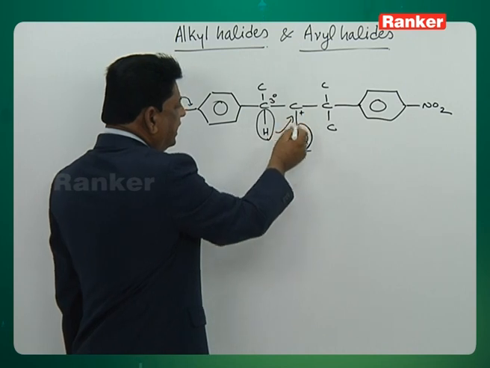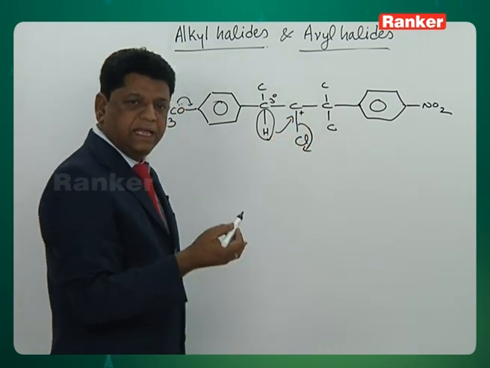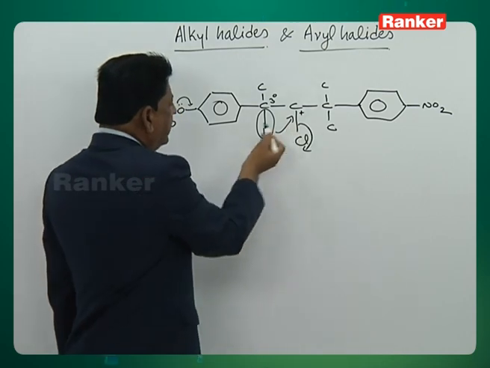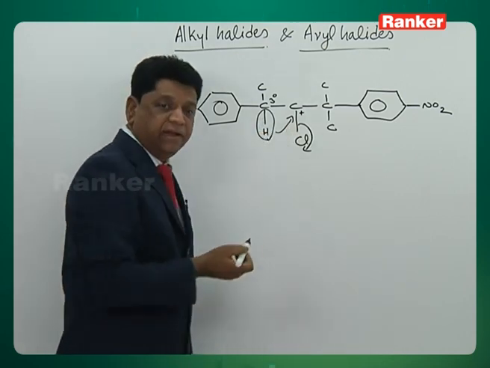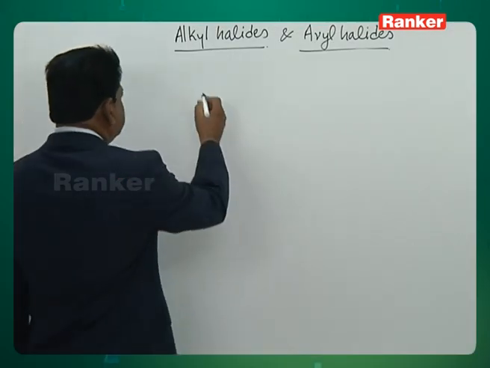So in the first answer K, the Cl will go and OH will come. In the other answer, that is L, the H goes there and the OH comes here, that is another answer. Both answers are right. So K and L, that is answer A, is the right answer. So let us go to question number 4.